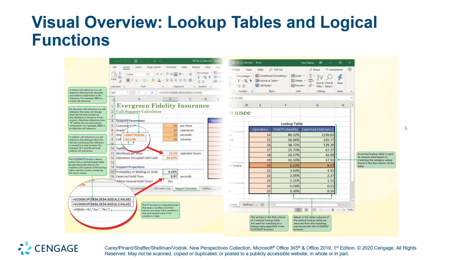The lookup table you see on the left is what is being used on the vertical lookup. So when the vertical lookup occurs, it'll be looking up the value based on what's in the operator column, and it'll return a value based on its column position. In the formula over here, we'll see a 2 and a 3. The first one will return the values on hold probability. The second one is on the expected hold.